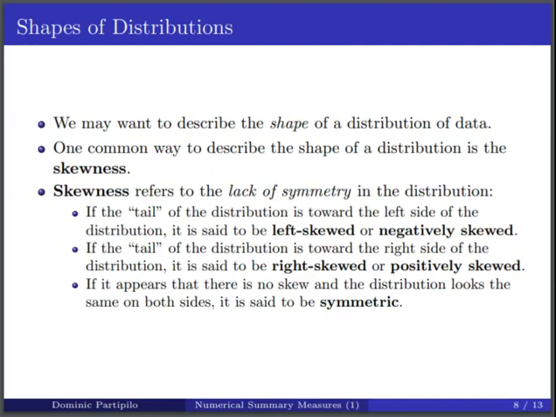We may want to describe the shape of a distribution of data as well, and one very common way of doing that is called the skewness. The skewness refers to the lack of symmetry in the distribution. If the tail of the distribution is toward the left, we say it's left skewed or negatively skewed. Conversely, if the tail of the distribution is toward the right, we say it's right skewed or positively skewed. And if it appears that there's no skew at all, or a very small amount of skew, and the distribution looks to be roughly the same on both sides, then we say it's a symmetric distribution.